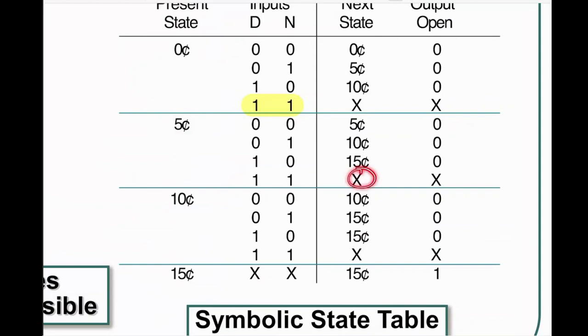We are not going to care about the 1-1 situation because we are not entering a dime and a nickel at the same time. So that remains as is over here and here as well. So from 5 cents, don't enter any money, stay there. Enter a nickel, go to 10. Enter a dime, go to 15. 1-1, don't care. During this time, don't release the pack of gum.